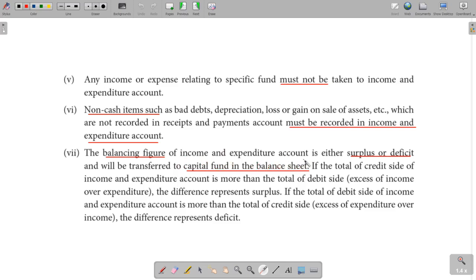Okay, so when will you get a surplus? When expenditure is less and income is more, there will be cash in hand. So when the total of the credit side of the income and expenditure account is more than that of the debit side, that is, the excess of income over expenditure, then it is a surplus. And when will a deficit come? When there is an excess of expenditure and income is less than expenditure, the difference is called a deficit.